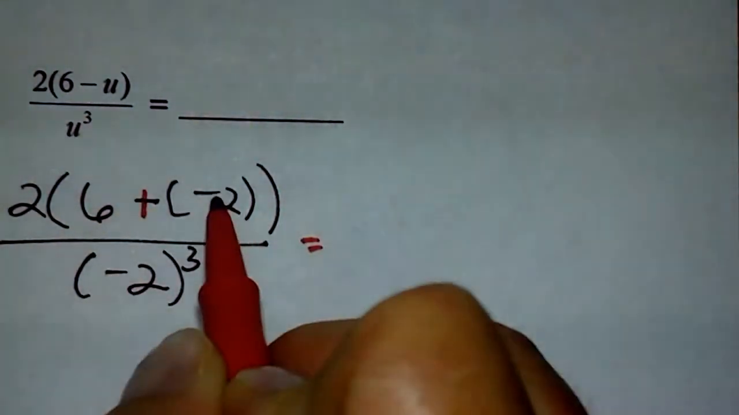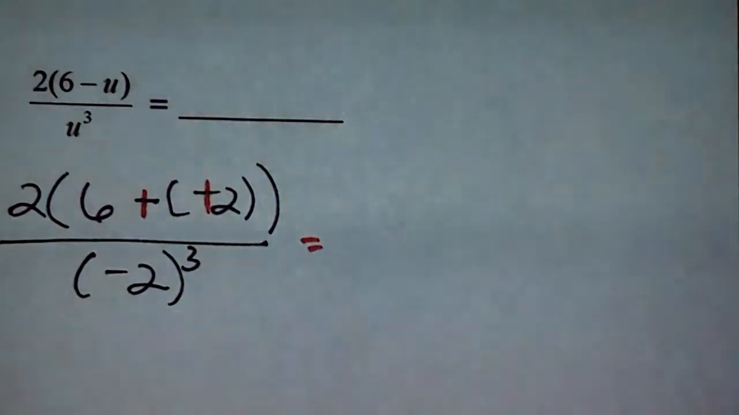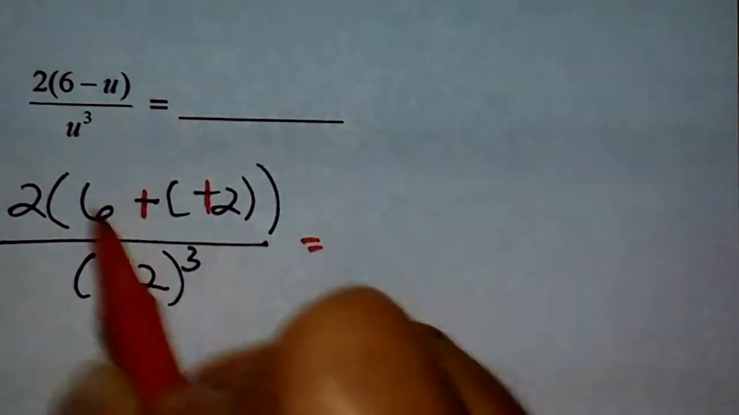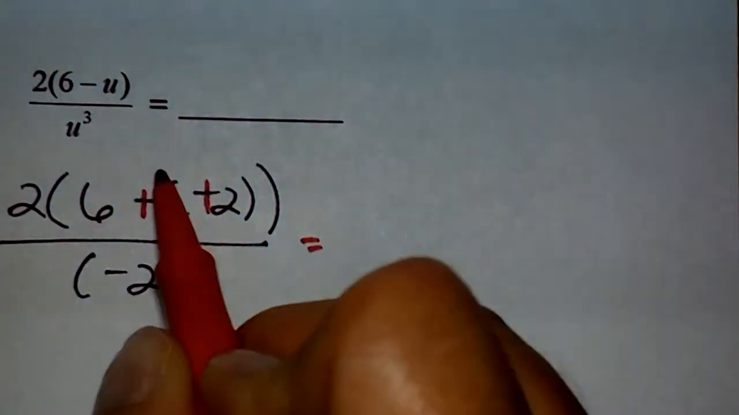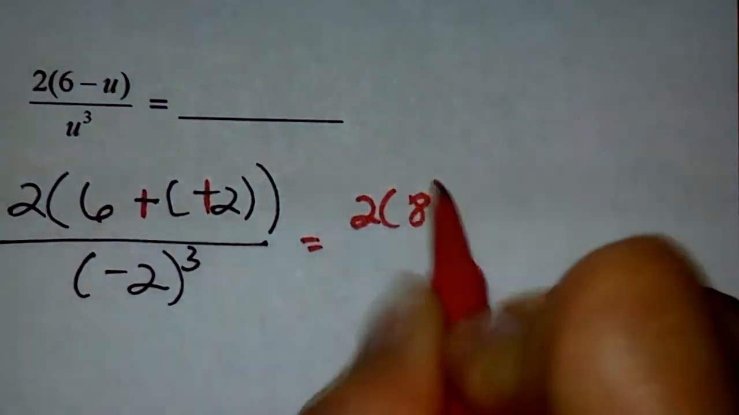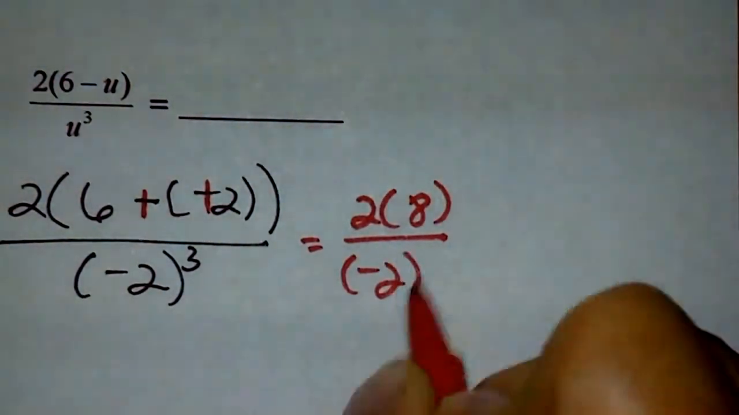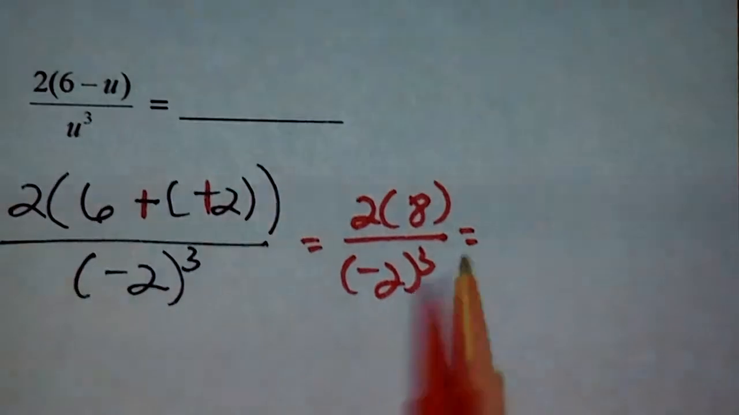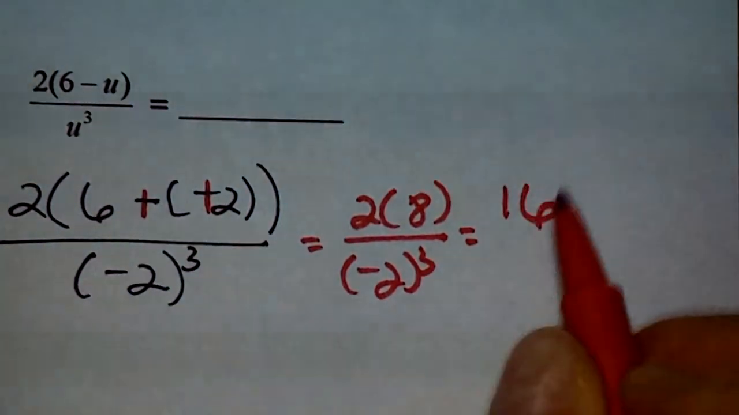There's not an exponent attached to this, right? So I'm just going to add the opposite. I'm supposed to solve in those parentheses. So 6 plus 2 is 8, so I'm left with 2 times 8. And 2 times 8 is 16, right?